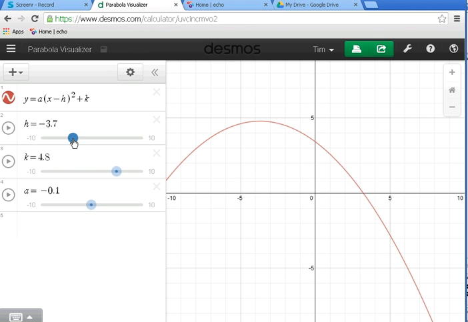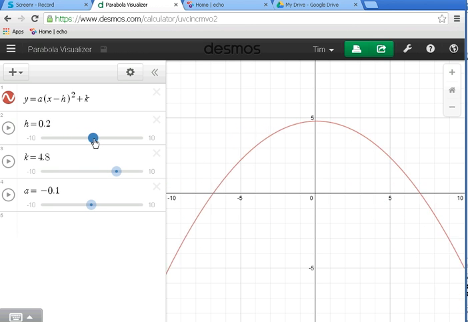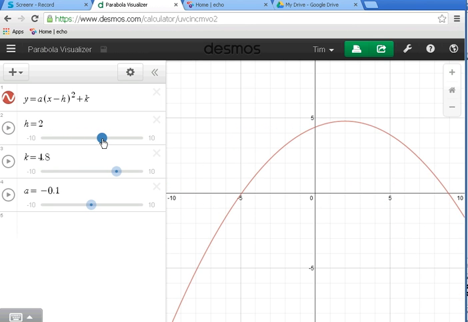So, let's see. Anything else that I want to say about parabolas? I guess that might be it. Oh no, there is one more thing. Oh, I'm glad I kept thinking.